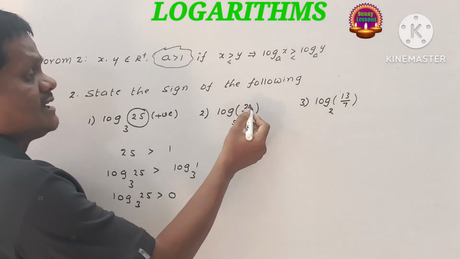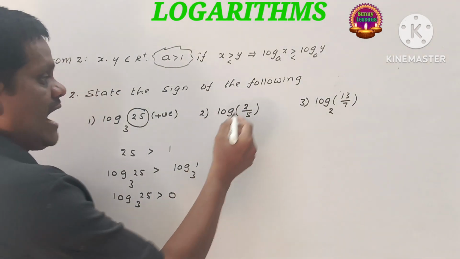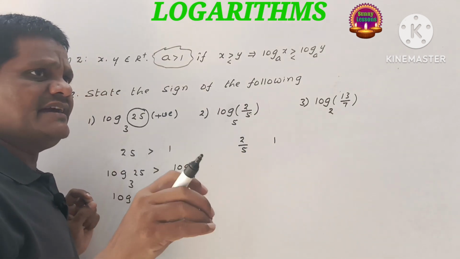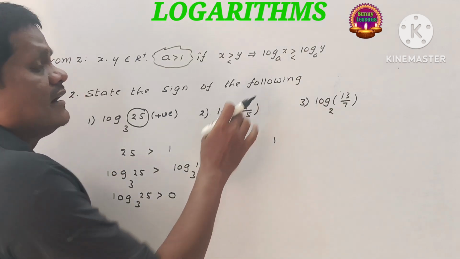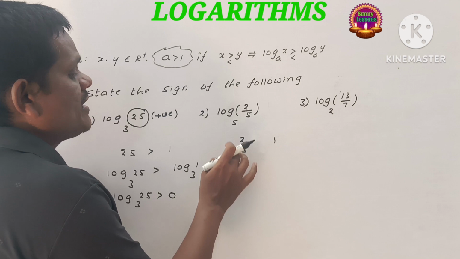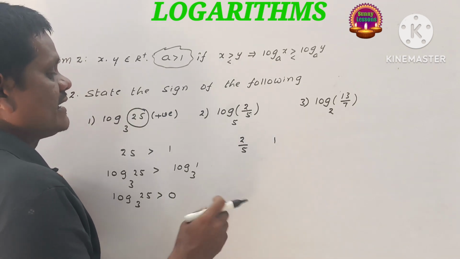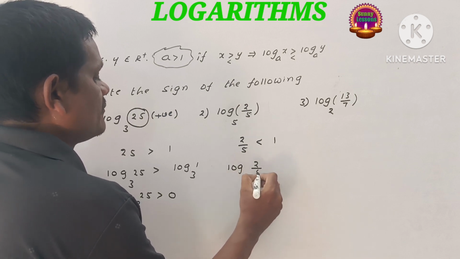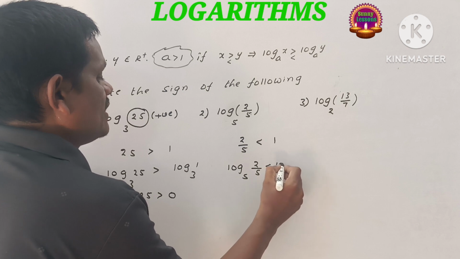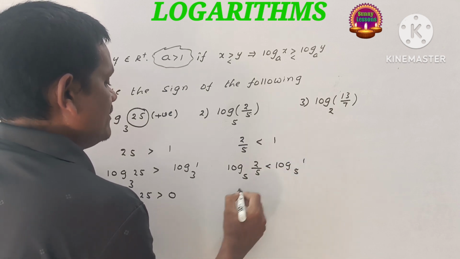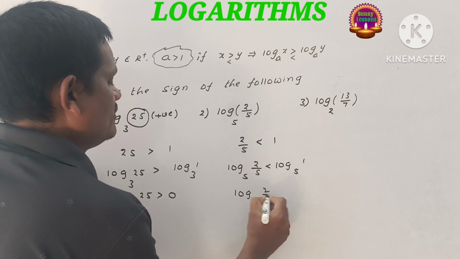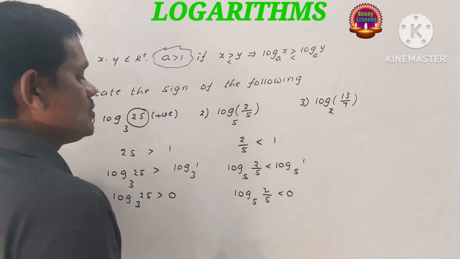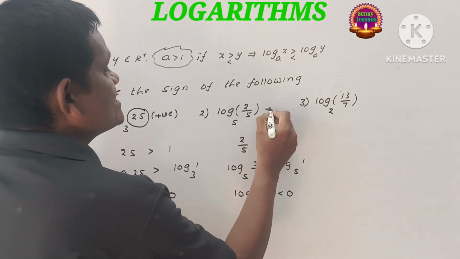Here the second one is log 2/5 base 5. We have to compare 2/5 with 1. If you are asked the sign, then you should compare n with 1. So in this case, 2/5 and 1. Which one is greater? 1 is greater. So you apply log on both sides: log 2/5 base 5 is less than log 1 base 5, which is 0. So log 2/5 base 5 is negative.